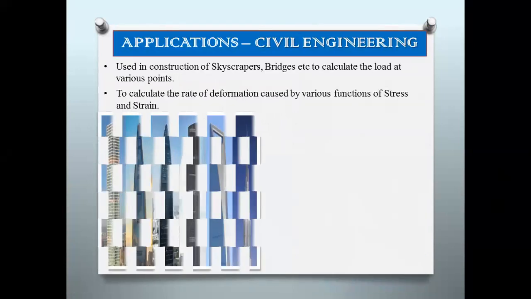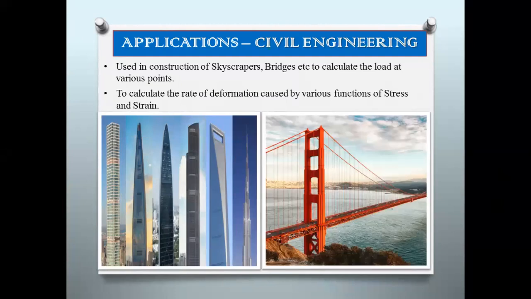Civil engineering goes without saying, because it is used in the construction of skyscrapers, bridges, etc. to calculate the rate of deformation caused by various functions of stress and strain. Anytime there is a rate of change of something, the derivative is an efficient way to characterize it. Anytime there is an area under some function describing behavior, the integral is an efficient way to quantify it. So calculus has many applications in civil engineering, but it is mainly used to calculate forces, area, and volume.